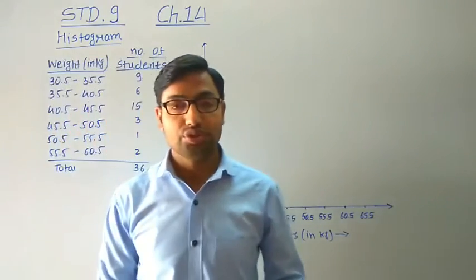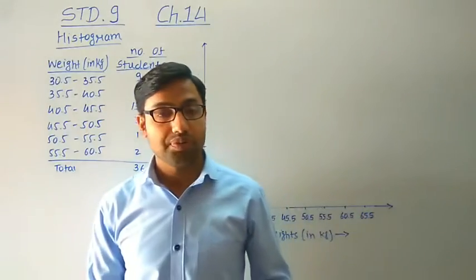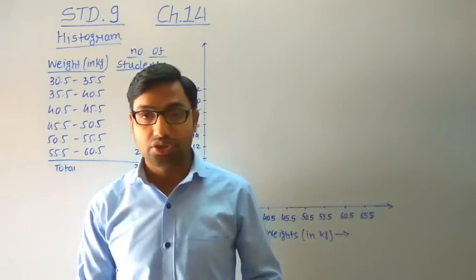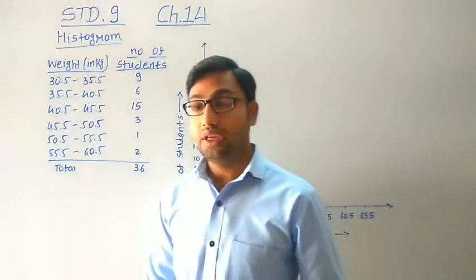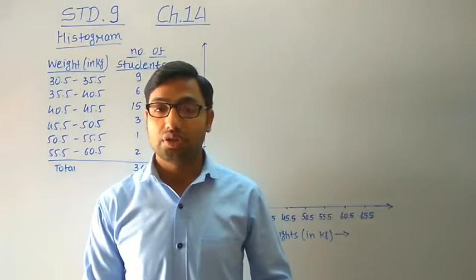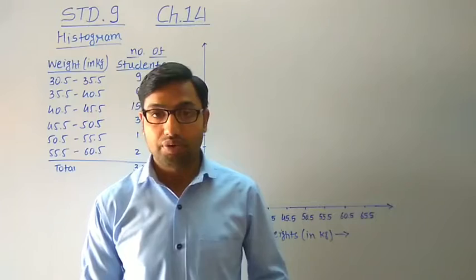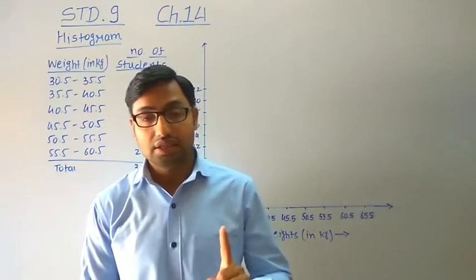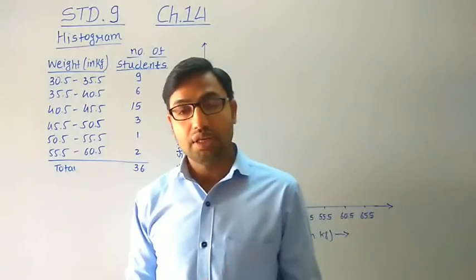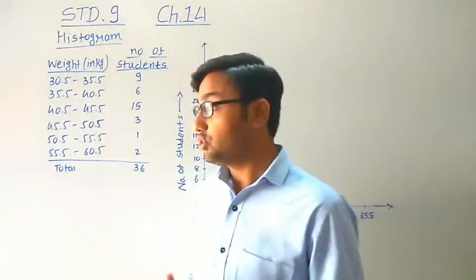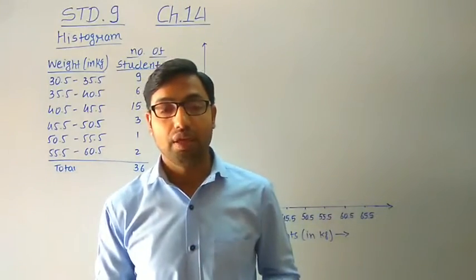Hello students, today we will study about the histogram. This is the topic of standard 9, chapter number 40, statistics. So this is the second type of graphical representation of data. In the previous class we studied bar graphs. That is the first type of how we can represent data in a graph. The second type is the histogram, another way to represent data in graphical form.